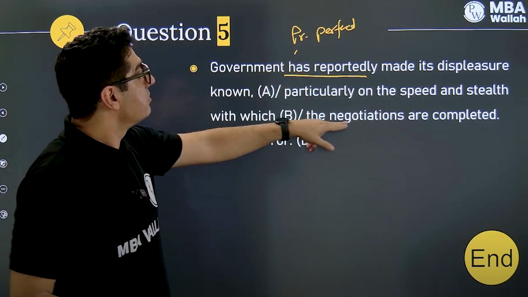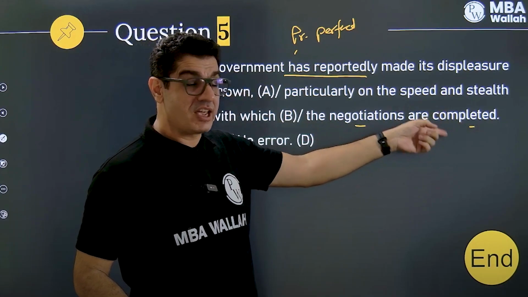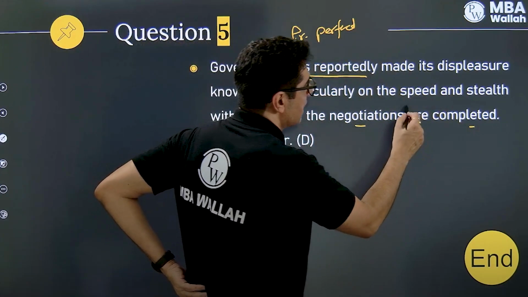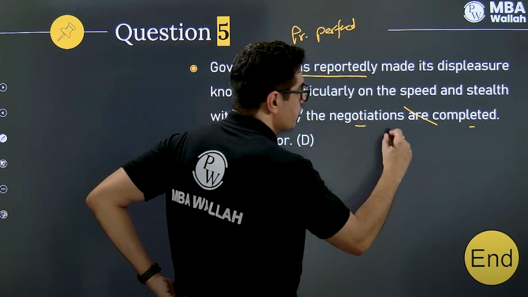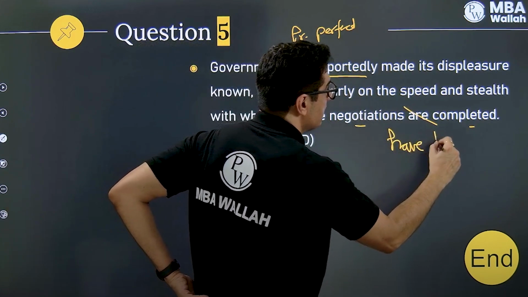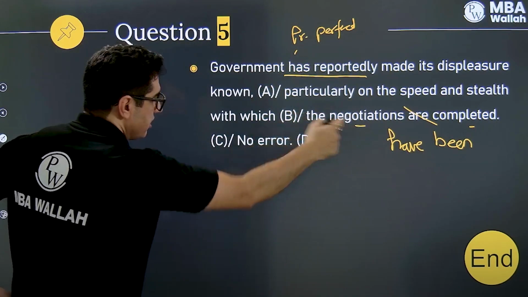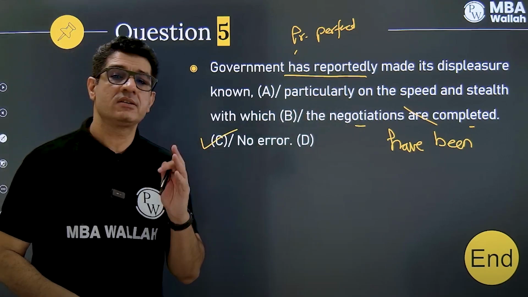But then the negotiations are also over. So they must have also happened in the past. So instead of saying negotiations are completed, and we needed a passive voice here, ideally it should be negotiations have been completed. So the wrong tense was being used here, and that is why our answer must be option C.